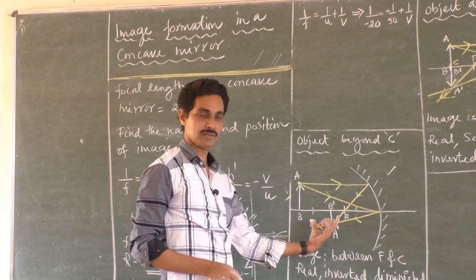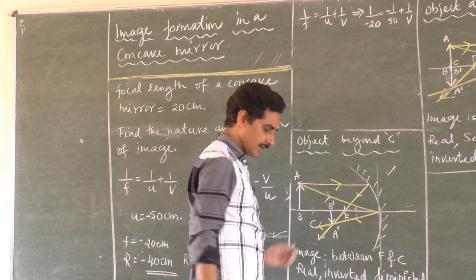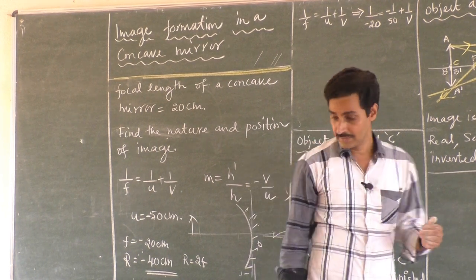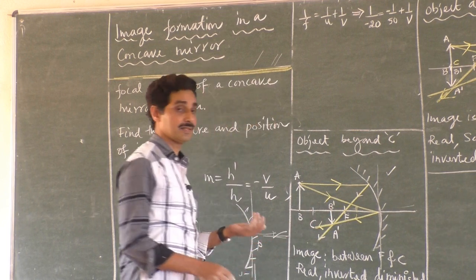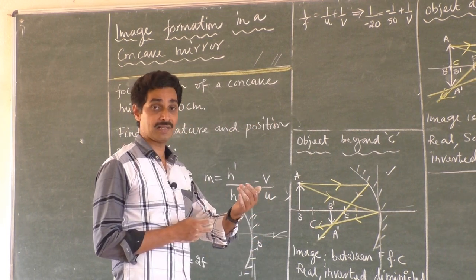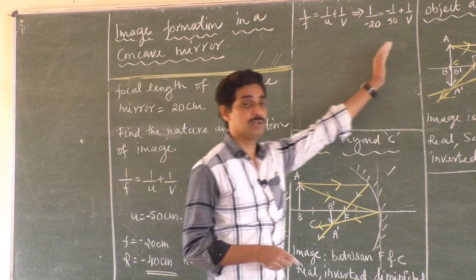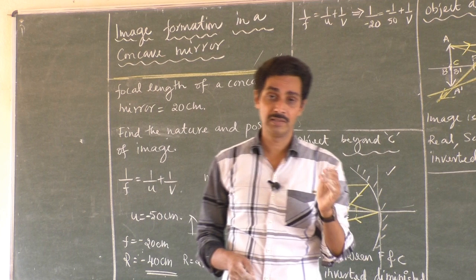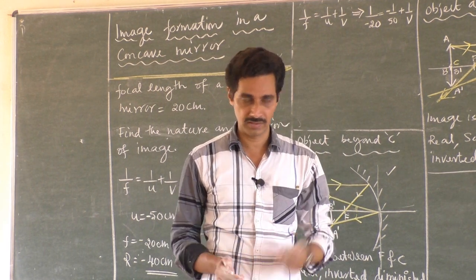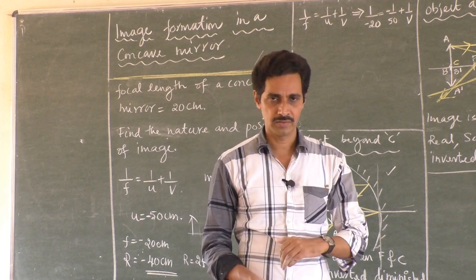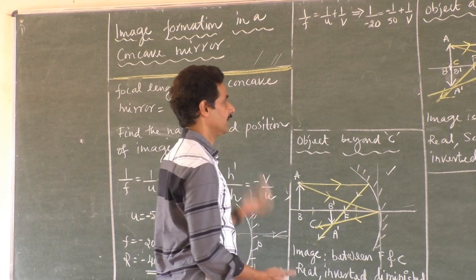It is between F and C. So all the distances are measured from the pole to this, but rays are moving like this. Rays are moving forward, but image distance has to be measured from the pole to the image. So opposite direction. Distances measured opposite to the direction of incident light are taken negative. So it should be negative. Now there is no question of taking negative for what you are going to find out. All the values which are given, data, must be assigned plus or minus according to the situation. But what you are going to find out should not be assigned. You should get the answer as it is, plus or minus.